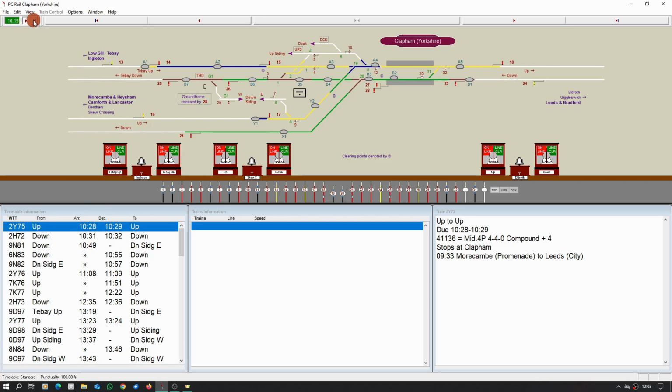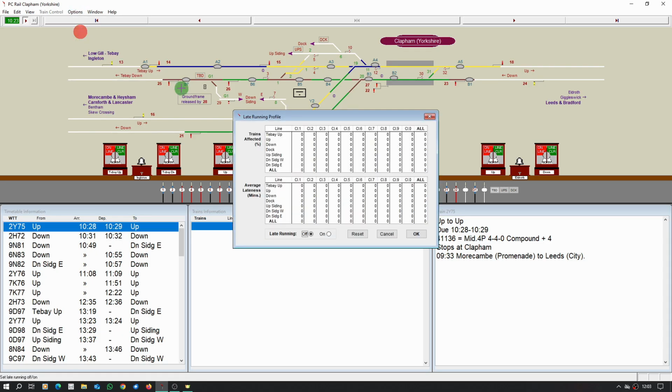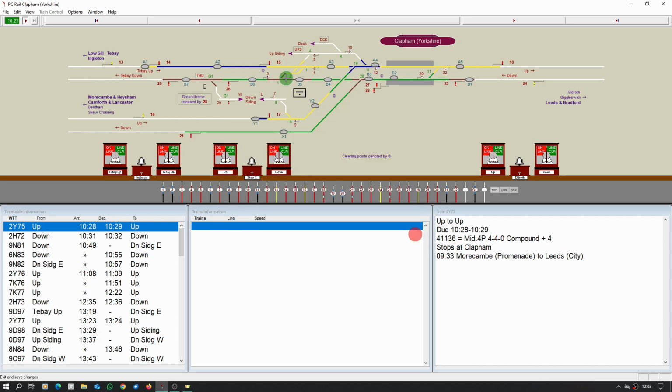Right, I can click on time advance, quick time advance there. We've got a few minutes gap. I suppose once you've played this a few times, if you want to make it quite interesting, stick the late running on various classes and everything, and then you might have a few conflicts at the junction with the passengers and freights being late, which I think is personally more realistic.